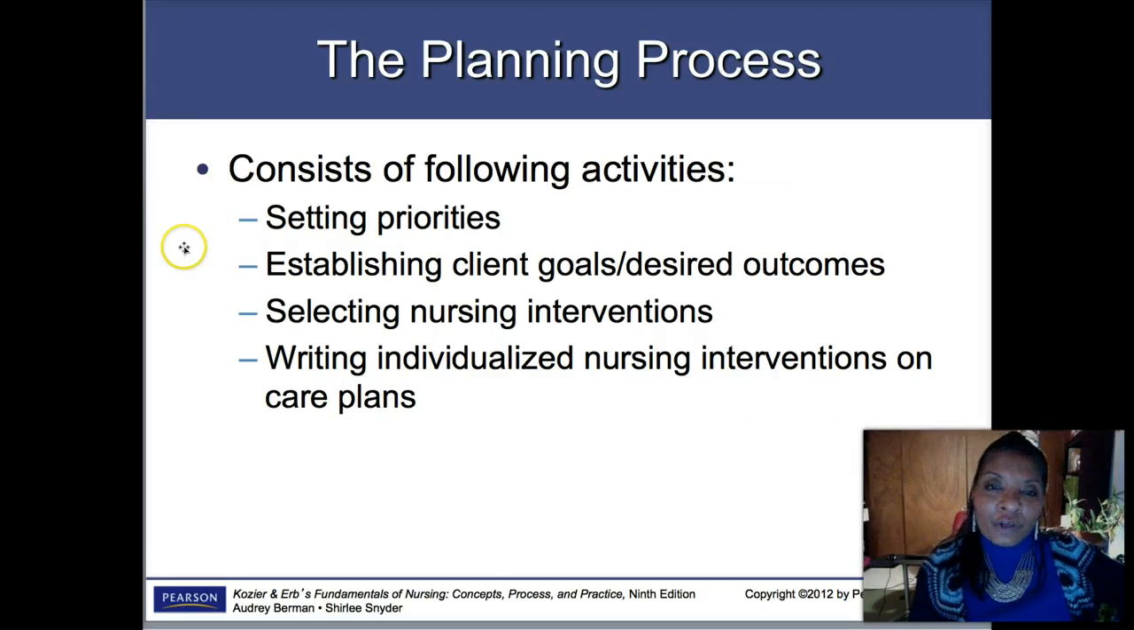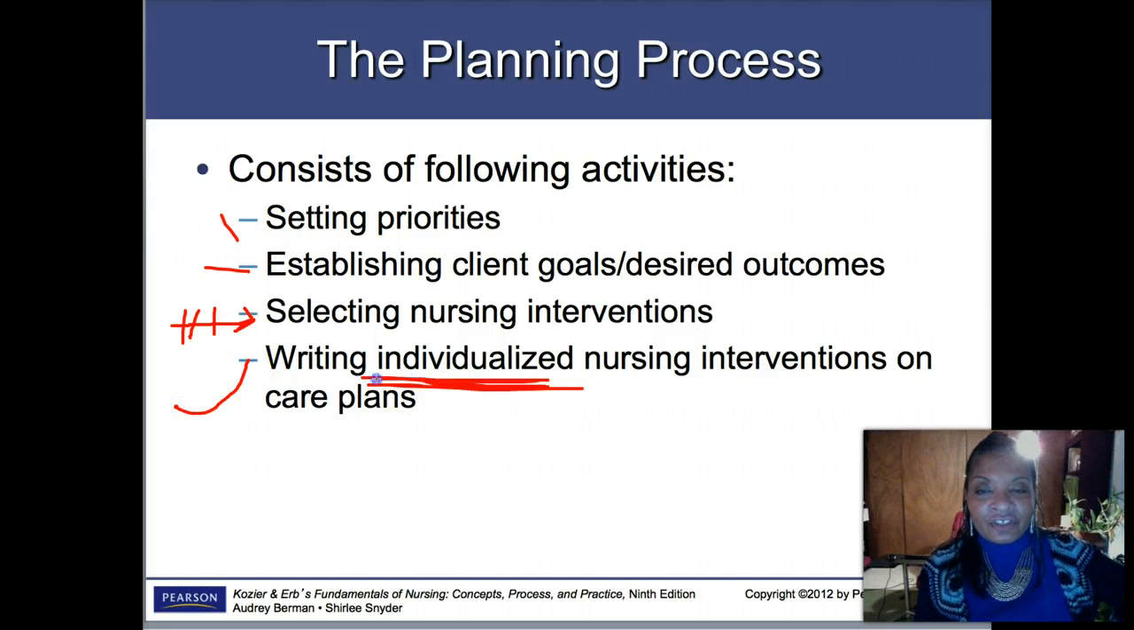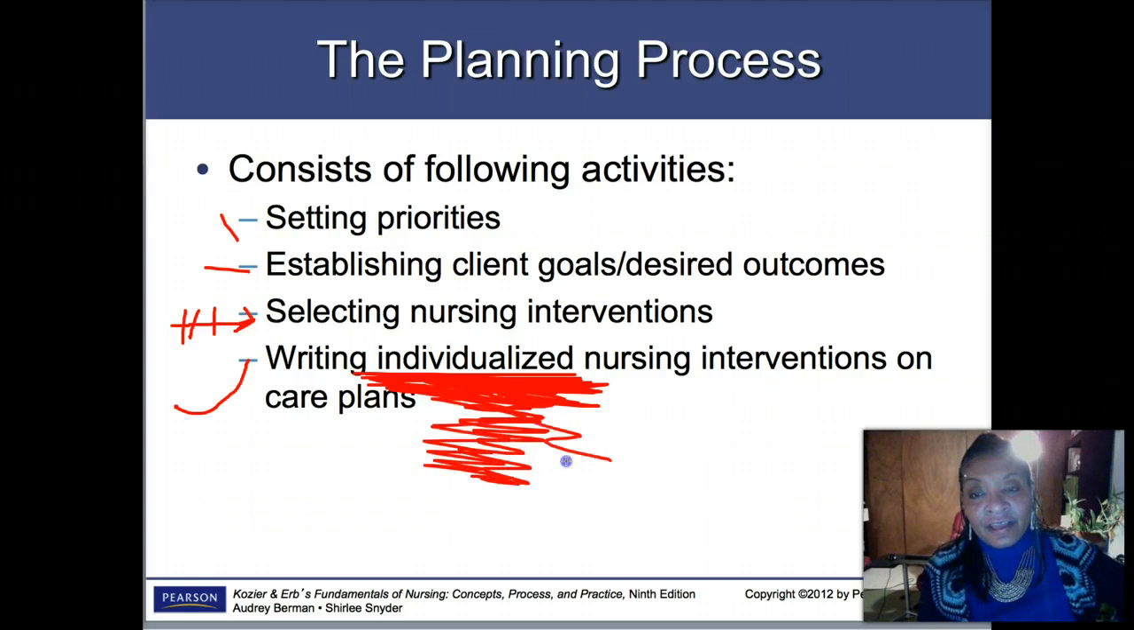When you're planning, you always want to set priorities, set goals, and you must do that in collaboration. You should with the patient, and individualize the interventions. It's important that you set priorities, establish goals, select appropriate and specific nursing interventions, and make sure that those interventions are individualized. Even if the goals might be the same for two patients, their interventions are going to be different. No two patients have the same interventions entirely.